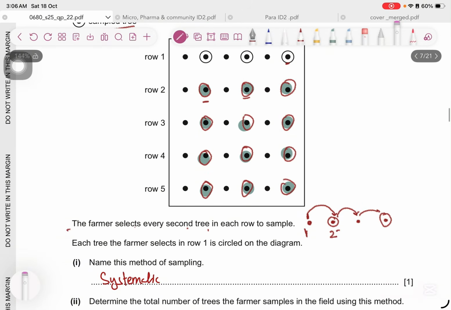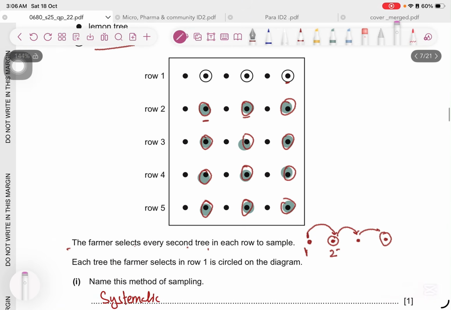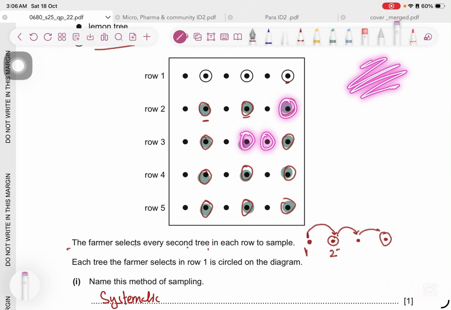What is this called? Every other tree. This is systematic. Okay? The other one, if they did not do this, I'm going to show you an example. For instance, if you take this one, if you take this one, if you take this one, if you take this one.